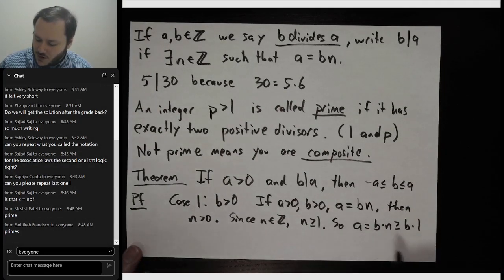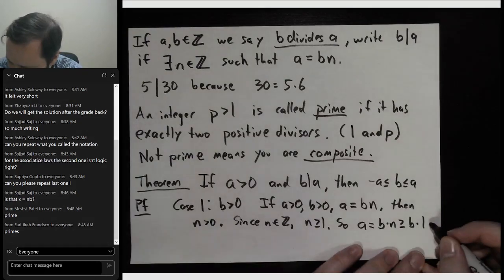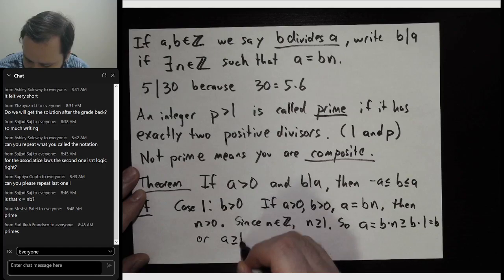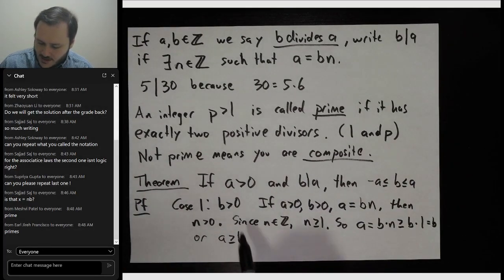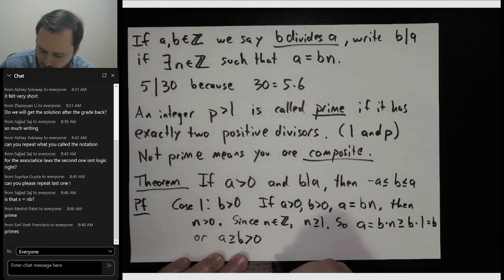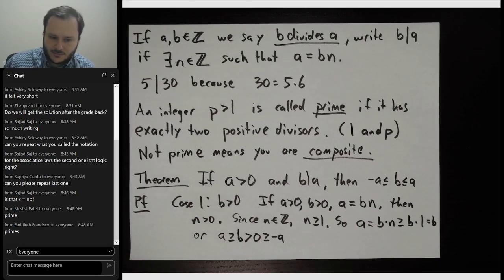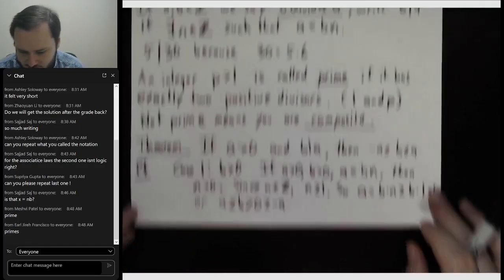N is bigger than or equal to 1, so anywhere where I see an n, I can replace it with a 1 as long as I'm making my equation smaller, which is equal to b. Or a is greater than or equal to b. And since b is positive, this is greater than 0, which is greater than or equal to negative a. So I have that b is stuck between a and minus a in this case.